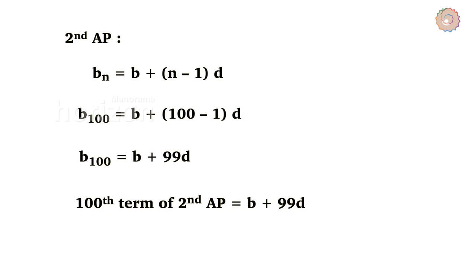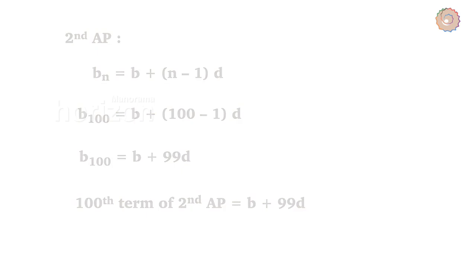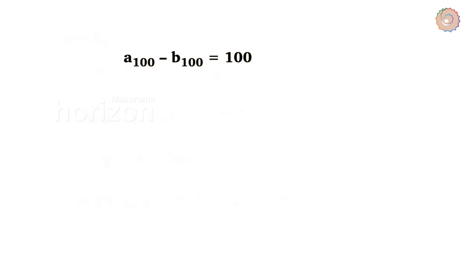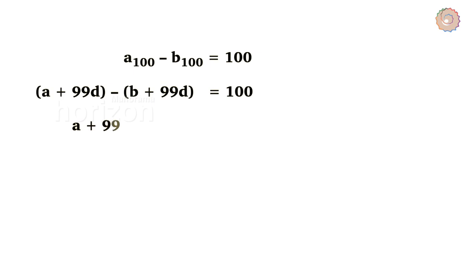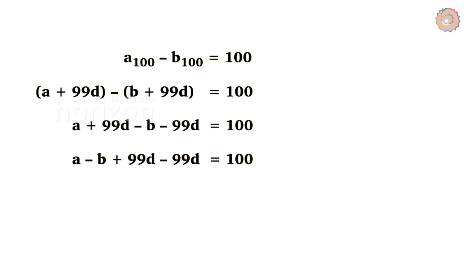And as per the question, it is given that the difference between their 100th terms is 100. Therefore, a100 minus b100 is equal to 100. Substituting the values, a plus 99d minus (b plus 99d) is equal to 100. Rearranging, a plus 99d minus b minus 99d is equal to 100. a minus b plus 99d minus 99d is equal to 100. On solving, we get a minus b is equal to 100. Mark it as equation number 1.